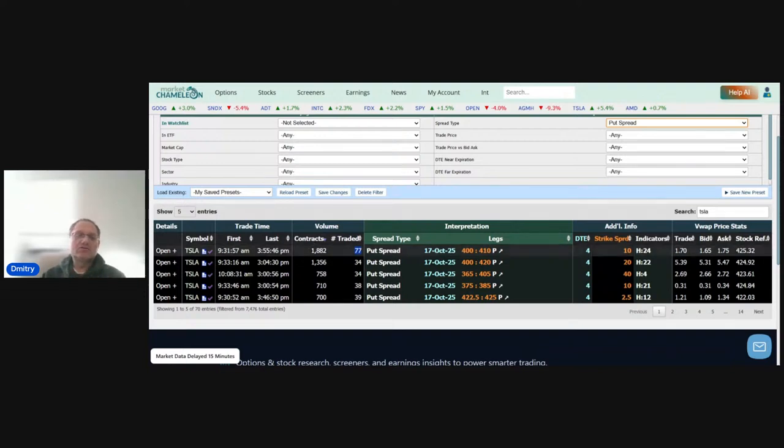And the first trade was at 9:31:57. The last trade was 3:55:46. So you could see, very early in the morning and almost all the way up to the end of the day, there was trading activity.